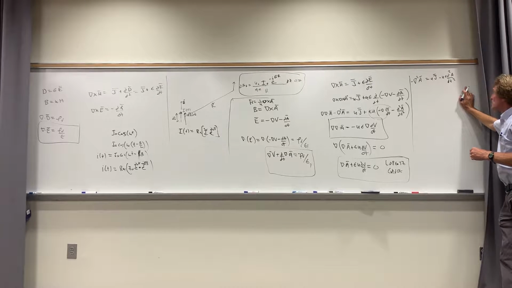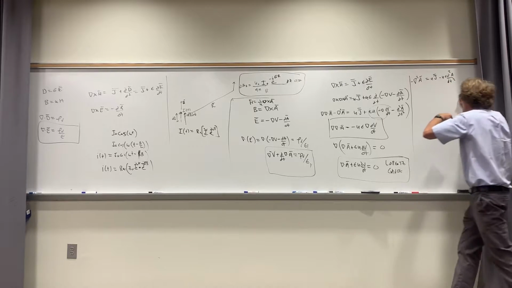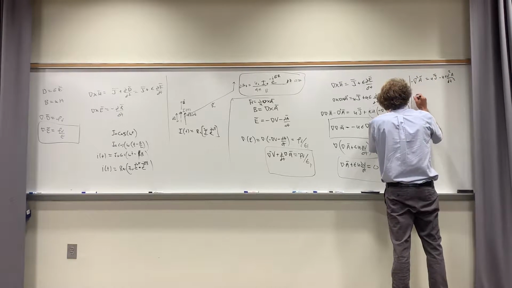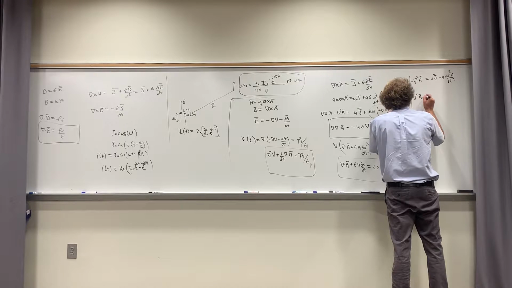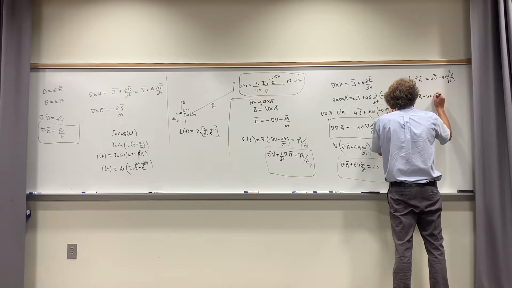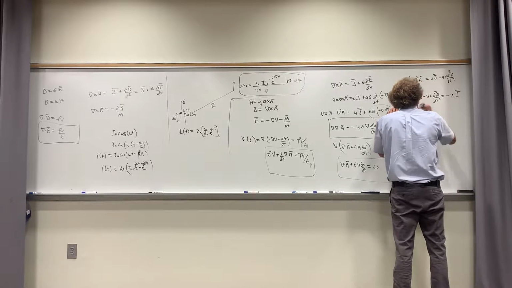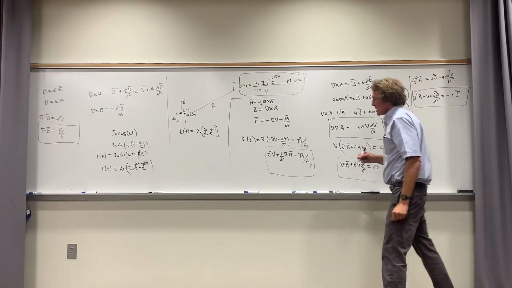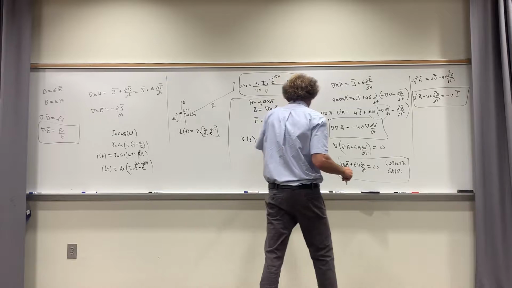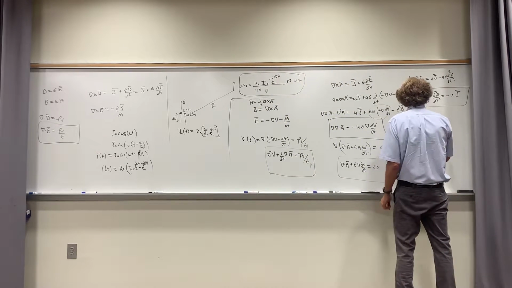Now I'm going to multiply through by a minus sign, both sides, and I'll take that to this side. Then I get this: del squared of A minus mu epsilon times the second derivative of A with respect to t squared is equal to minus mu J. Block that right there. And I'm going to write this one right under it.